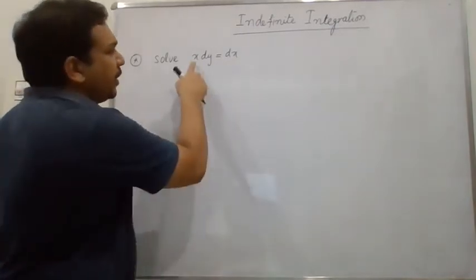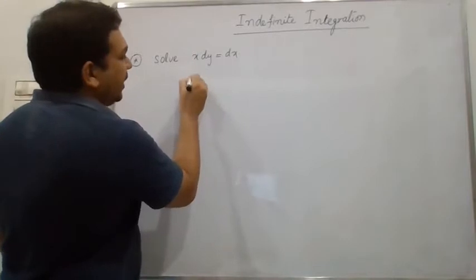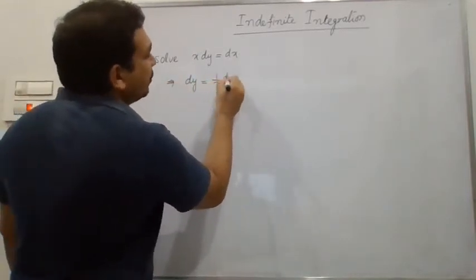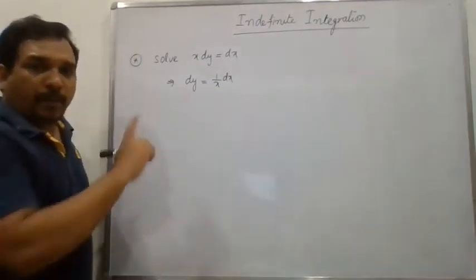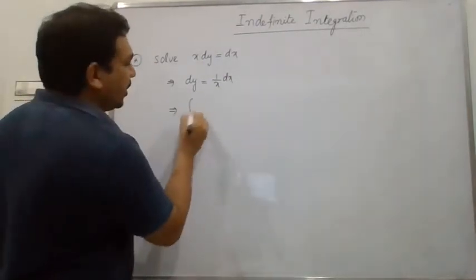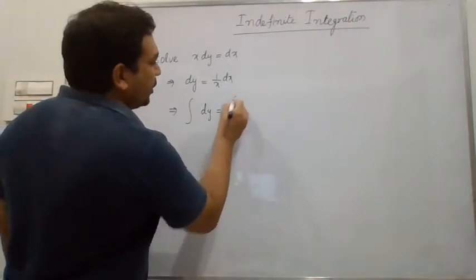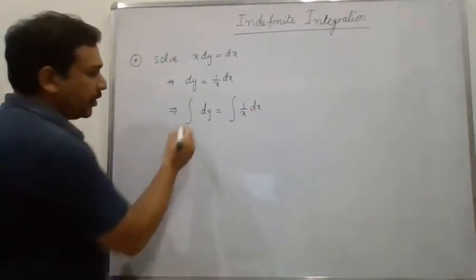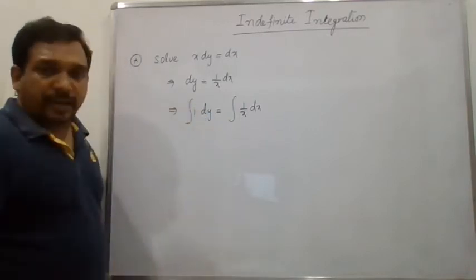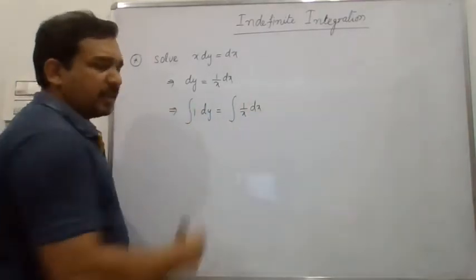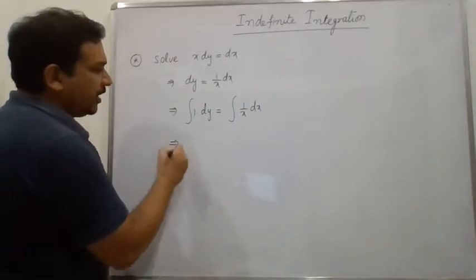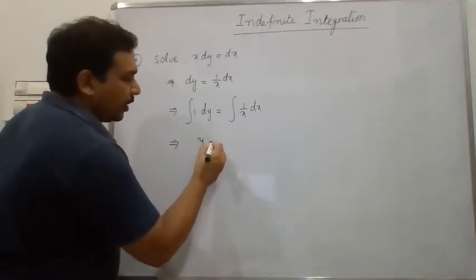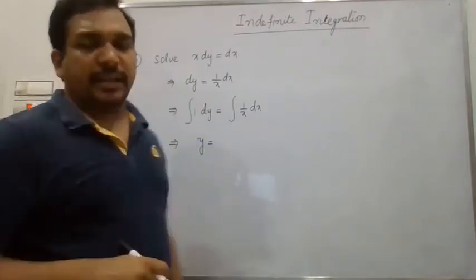How to remove? We can bring this to the right side. So I can write it as dy is equal to 1 by x dx. Now apply the integration on both sides. Integral dy is equal to integral 1 by x dx. So integral dy means integral 1 dy, and integration of 1 by x dx. What is the integration of 1 with respect to y? That is y. Now what is the integration of 1 by x dx?